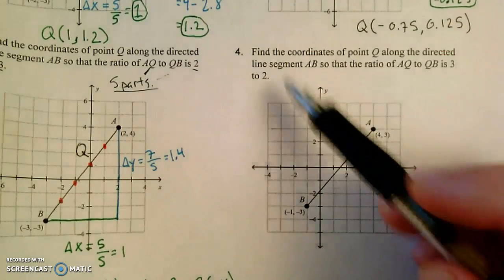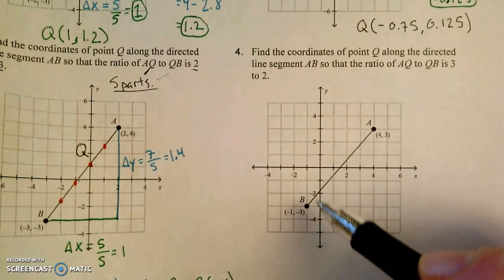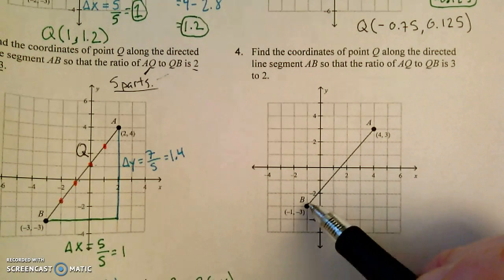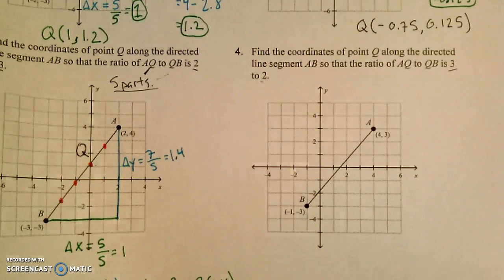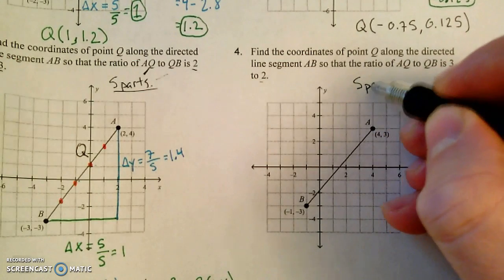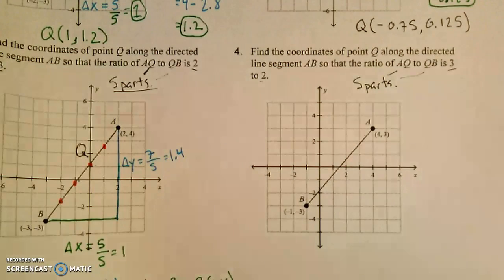So, I want to find the coordinates of point Q. Q is going to be somewhere along here, so that the ratio of AQ to QB is 3 to 2. Since we want a ratio of 3 to 2, we're going to need a total of 5 parts, so that 2 of them can go to AQ, and 3 of them can go to QB.